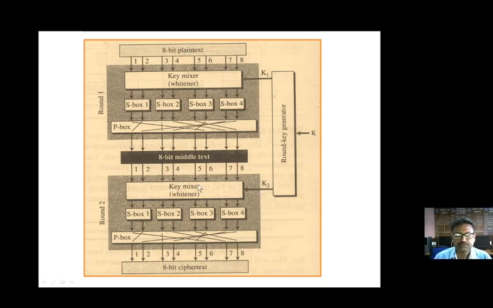Now this K2 is being mixed with the 1, 2, 3, 4, 5, 6, 7, 8 as the middle text, and then the Sbox is applied to get an 8-bit output, and then again the P box has been applied to receive the 8-bit ciphertext. So this is how the modern block cipher works with its different components. Of course, the components being used are the key mixer, the Sbox, as well as the P box.